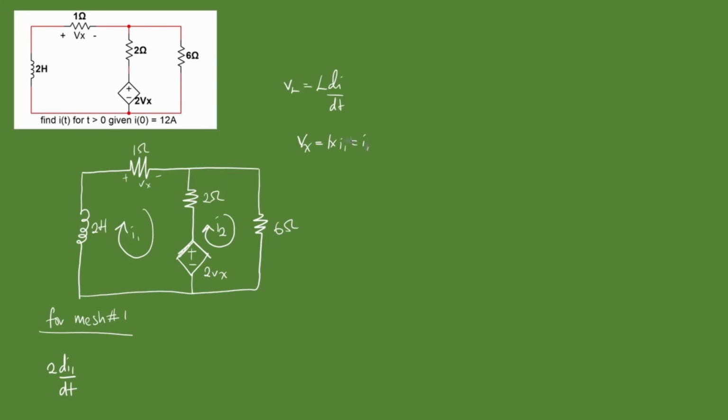Which is I1. This is going to be important, so we don't make mistakes with our signage when dealing with the second loop. So Vx is I1. Let's keep it as that. Plus Vx, that's plus I1.